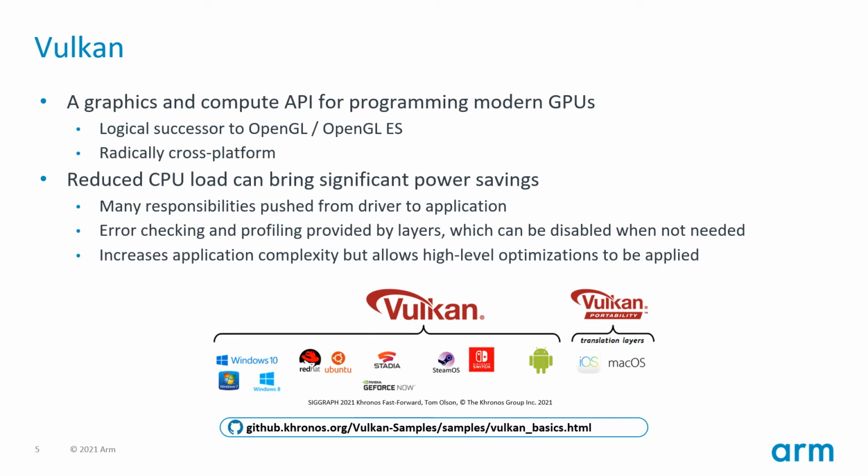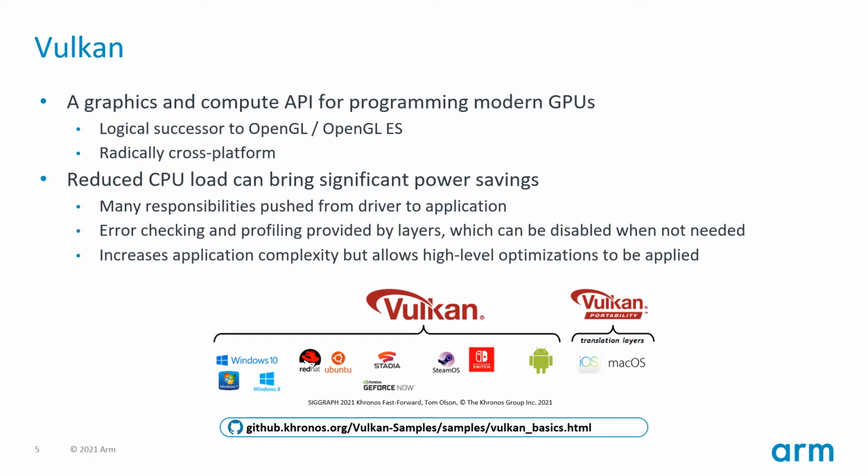Vulkan is a high-performance graphics and compute API for programming and controlling modern GPUs. It is a low-level API designed to expose the GPU to the application developers with a minimal level of abstraction, much closer to the underlying hardware than OpenGL ES. This means that many things that were previously handled by OpenGL and OpenGL ES are now the responsibility of the application. This includes GPU memory management and dependency tracking and synchronization, which we'll talk about later.